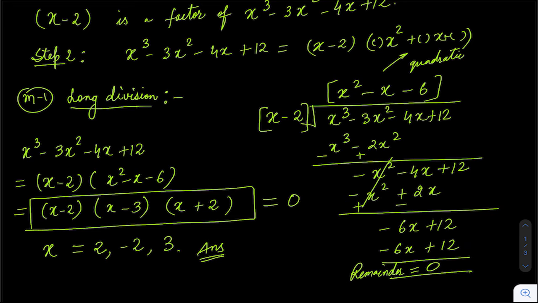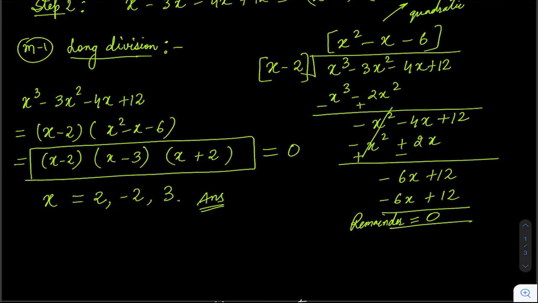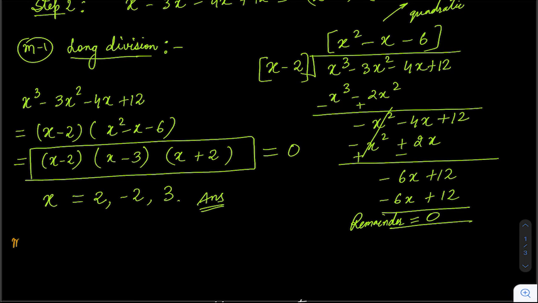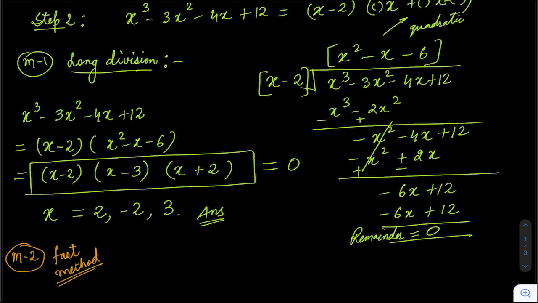Now method 2, in step 2. What is method 2? Now this method 2 is a very fast method and a very unique kind of method. Very fast method, but it requires some practice. So after some practice, maybe after practicing 3-4 questions, you can solve this in one step.